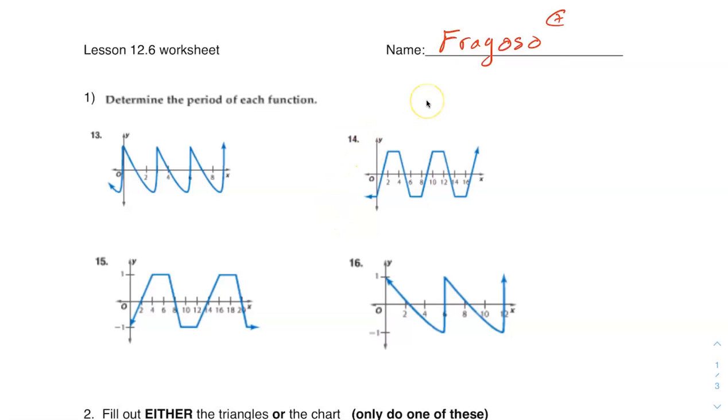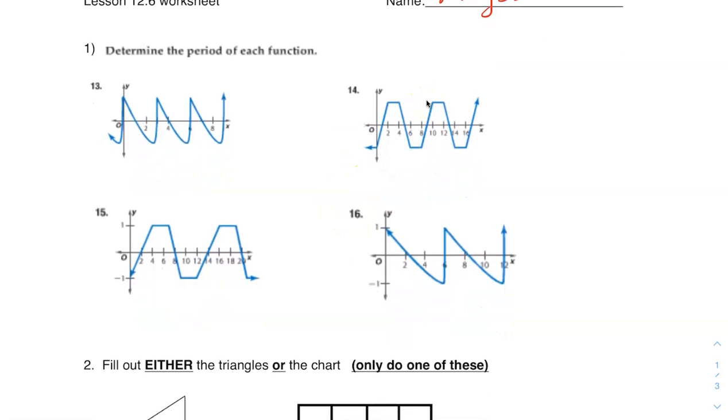Lesson 12.6. So let's go over this lesson. It's a shorter one than normal. Determine the period of each function. So remember, period is how long it takes to reset itself.